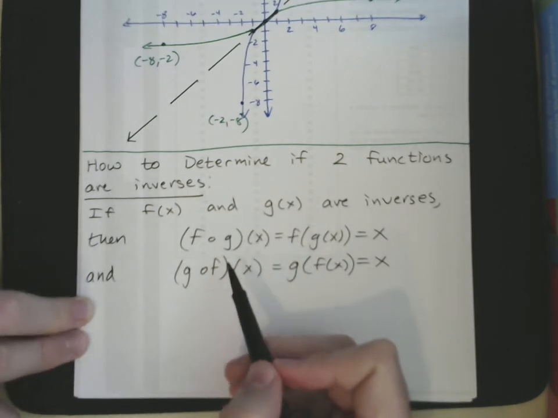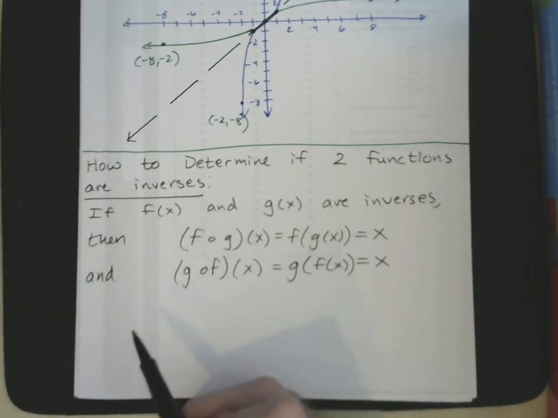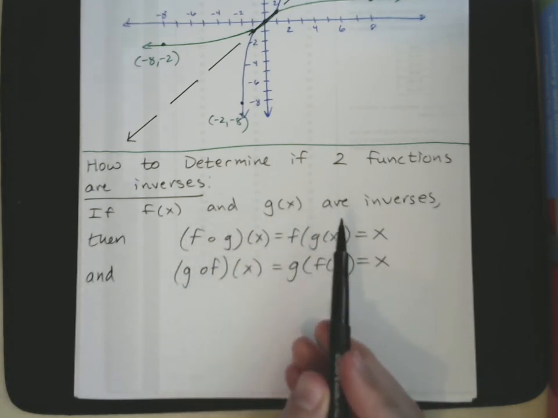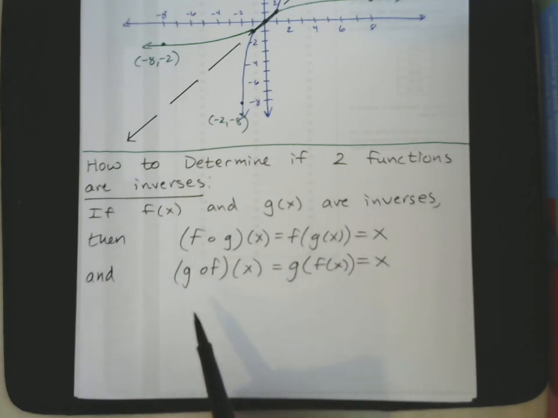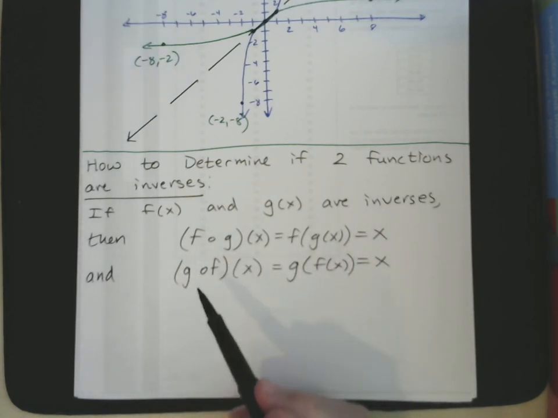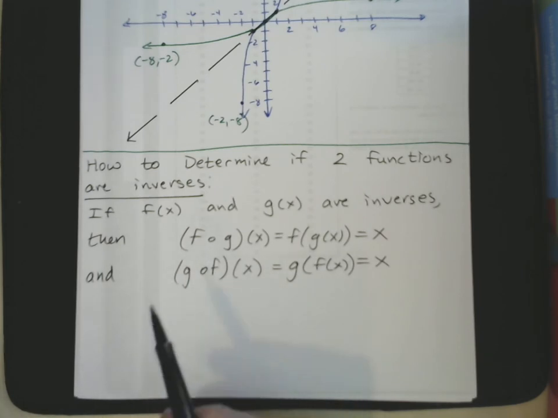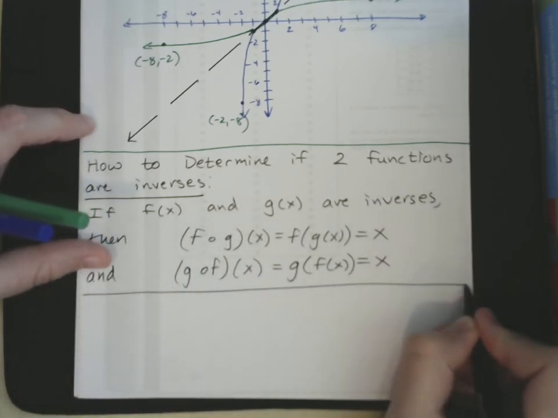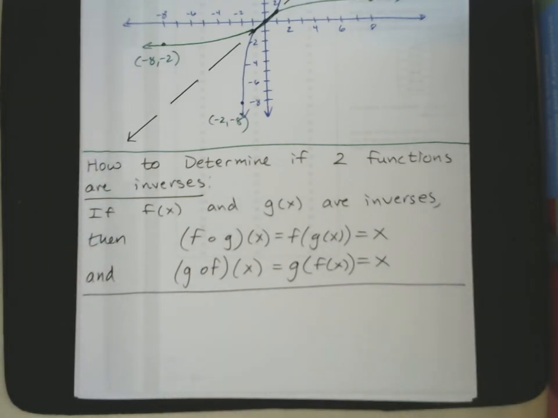Now you do have to check both of these. F circle g and g circle f, you have to verify that they both work. There are some unique functions that f of g of x equals x, but g of f of x does not. So you don't just get it for free. You can't just check one. You got to make sure you're checking both. So let's look at an example or two, maybe three.